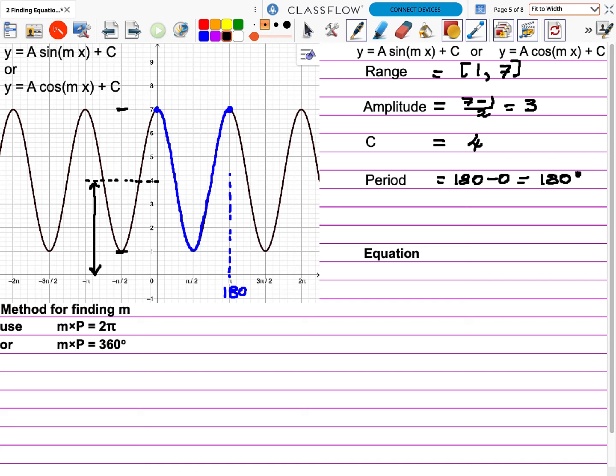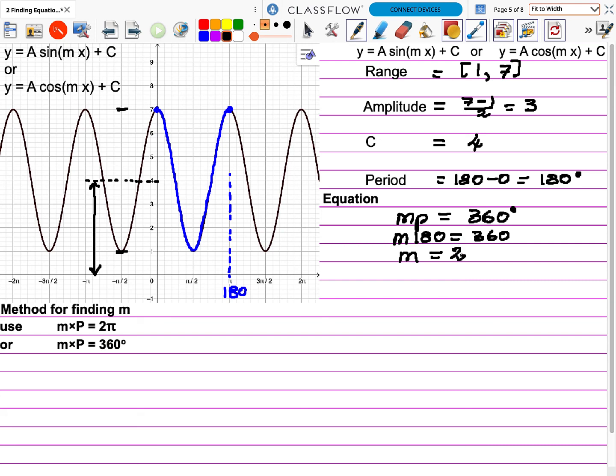Now, to work out the equation, we need to use the formula MP is equal to 360 degrees. As I say, a formula that you have to learn. We know the period is 180, so M times 180 is equal to 360 degrees. We need to divide both sides by 180 degrees. So 360 divided by 180 is equal to 2. So we've got M is equal to 2.